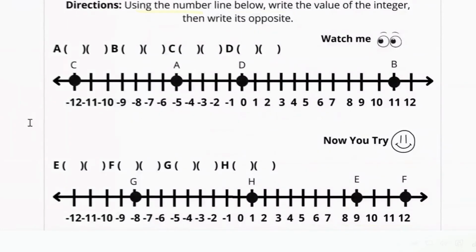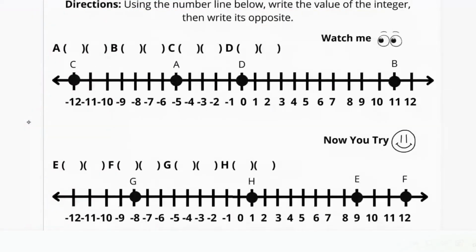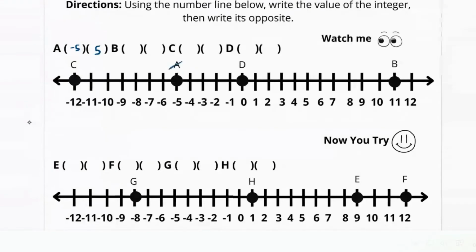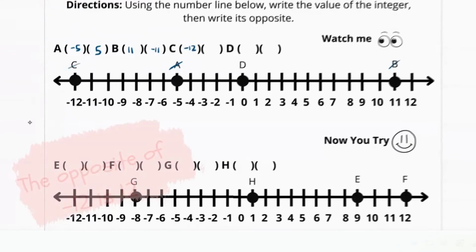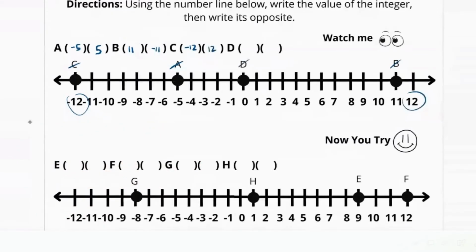Now, here in this page, using the number line below, write the value of the integer, then write its opposite. As you can see, for the letter A, we have negative 5, and so we're going to plot the opposite, which is 5. So we're done with A. Now with letter B, we have 11. And what's the opposite of positive 11? Negative 11. So look at letter C, negative 12. And the opposite of negative 12 is positive 12. And now D. We're just going to leave it at 0. Doesn't really have an opposite, so it doesn't count.